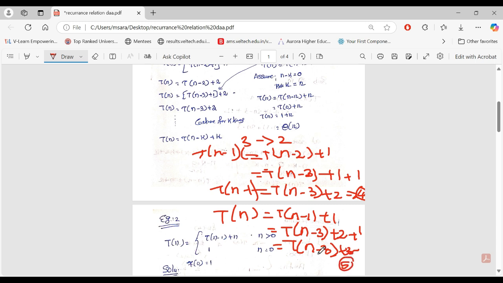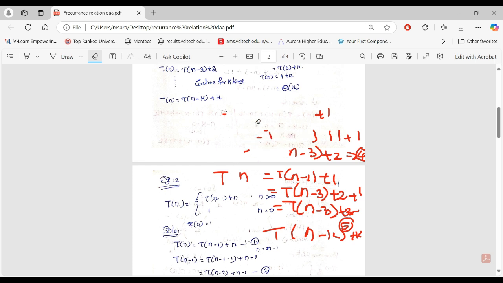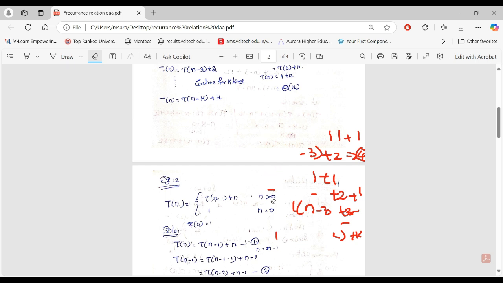For this particular T of n, the value goes to k times 1, so we replace it with the k value. So T of n minus k plus k. For that we had to replace the equation, so we continue for k times. We got T of n equals T of n minus k plus k. Minus k's are there, so to replace that we have to use the first equation. We got the value now.